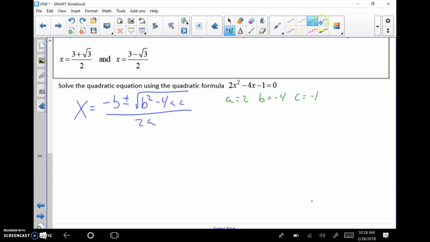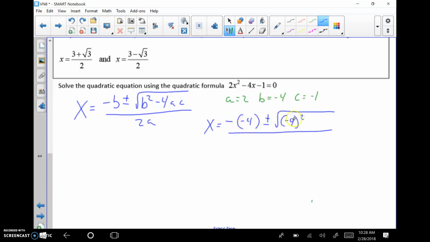So plug them in the right places. The substitution is going to look like this. x equals negative b, which is negative 4, plus or minus the square root of negative 4 squared. Because negative b, so negative of negative 4, is going to end up as a positive 4, plus or minus b squared.